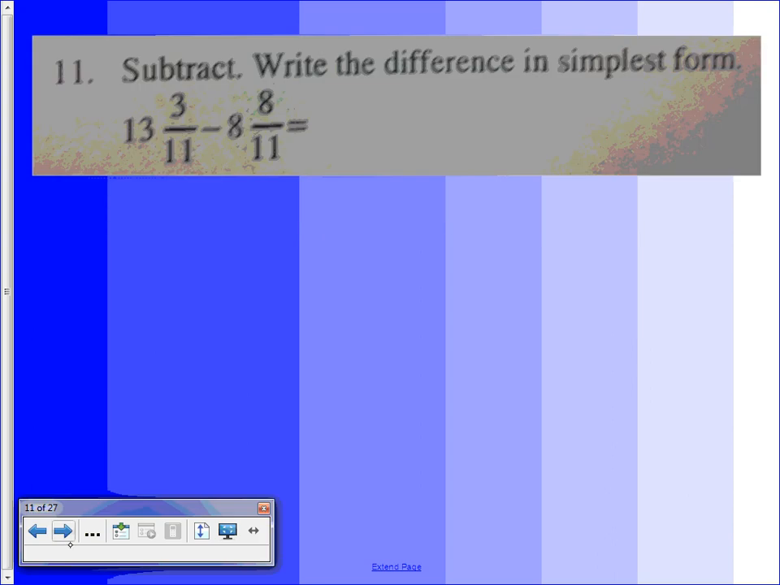Subtract and write the difference in simplest form. One thing that's nice about this, they already have common denominators. The next thing I look at is the numerator on the left, larger than the numerator on the right. It is not. So I have to take this 13, make it a 12. Take a look at my denominator. What is my denominator? It is 11. So I'm going to have to add 11 to this 3. So I would have 14 over 11 minus 8 and 8 over 11.